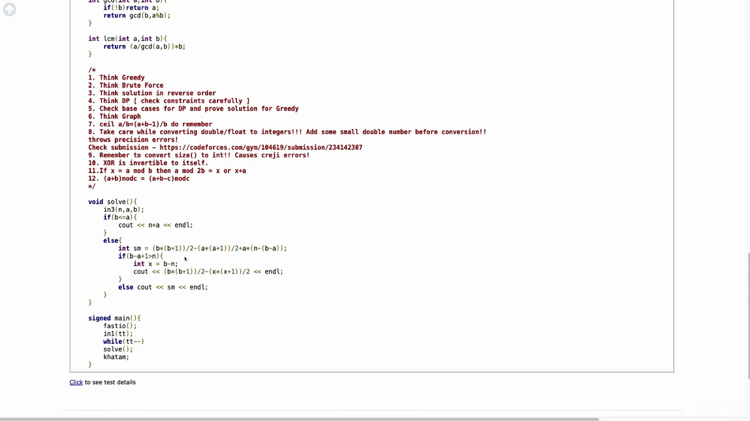Okay, so here we have taken the input of n, a, b, and if b is less than or equal to a, that is a is greater than or equal to b, then the answer is n times a, and else we have the summation. So we have taken this summation of n.